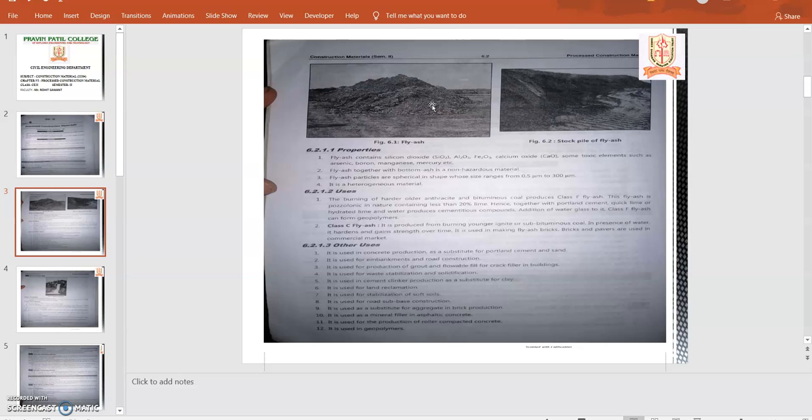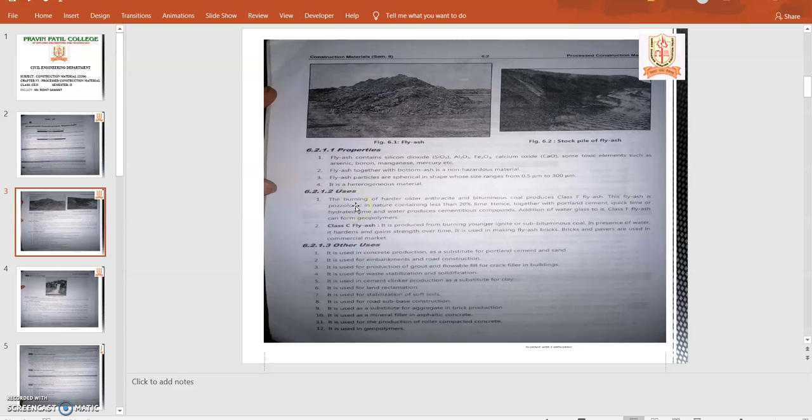So what are the properties? Fly ash contains silicon dioxide, aluminum oxide, ferric oxide, and calcium oxide. It also has some toxic elements such as arsenic, boron, manganese, and mercury. The fly ash together with the bottom ash is a non-hazardous material. The fly ash particles are spherical in shape, whose size ranges from 0.5 micron to 300 microns. That's why it can be a good filler material. It is a heterogeneous material.